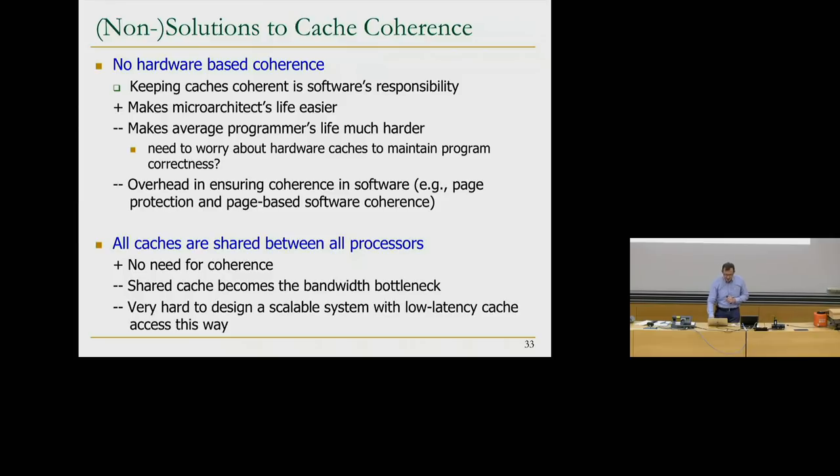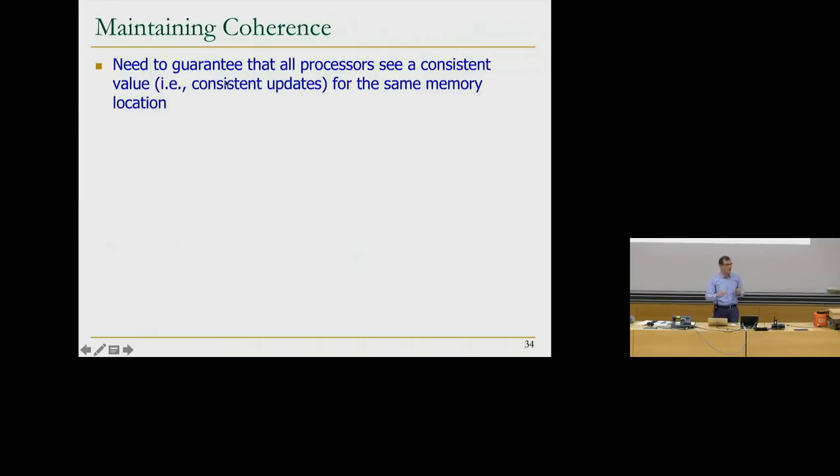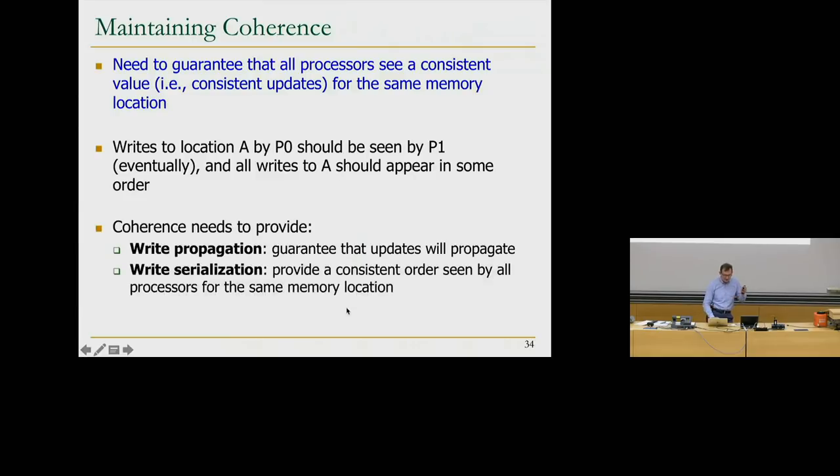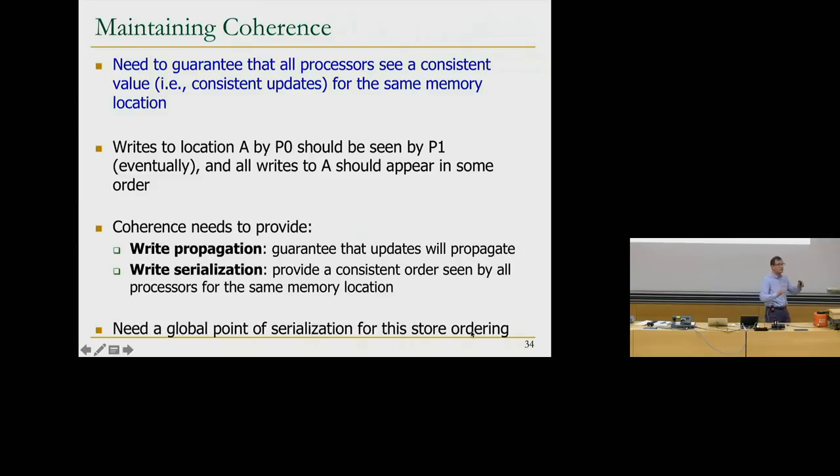Okay, so basically we need a way to maintain coherence. I'll have only 2 more slides on coherence, maybe 1 more slide actually. Basically, we need to guarantee that all processors see a consistent state or consistent updates for the same memory location or same cache block. So a write to location A by processor 0 should be seen by P1, and all writes to A should appear in some order. So there are two guarantees that you need to provide. Basically, all your updates will propagate to the other caches, and you need to have a consistent order. But I'm not going to go into detail. You can look at the theory, and if you're really interested, you can take the computer architecture course. To be able to do this, you need a global point of serialization for ordering of the stores. Whenever you do a write, you need to have an ordering to that location.